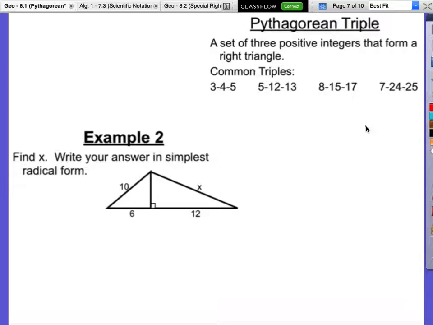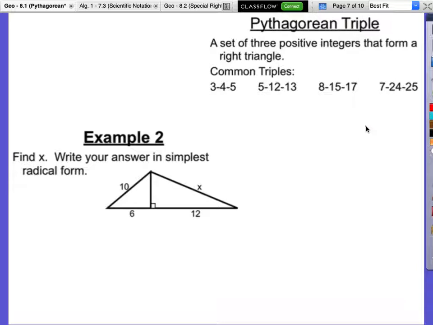It always works out that way. The last problem was 5 and 12. What were the two legs? 5 and 12. So according to this triple, because the smaller two sides are 5 and 12, what's the longer side have to be? 13, and the hypotenuse is the longest side. So if we knew this and recognized this, we could know, oh, 5, 12, the last one has to be 13 without even doing the theorem.